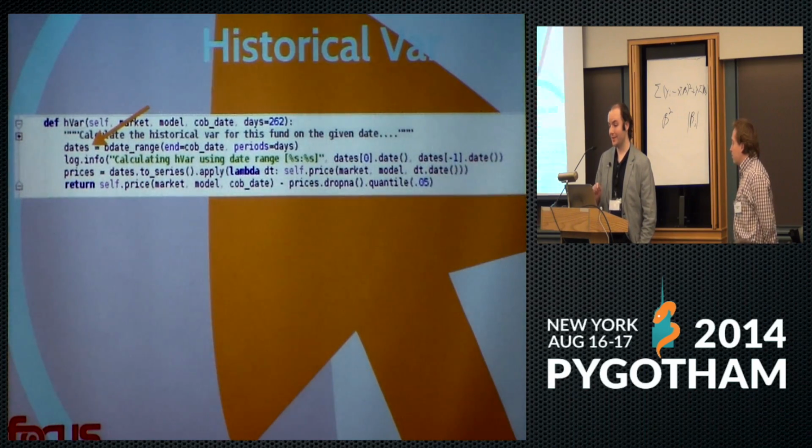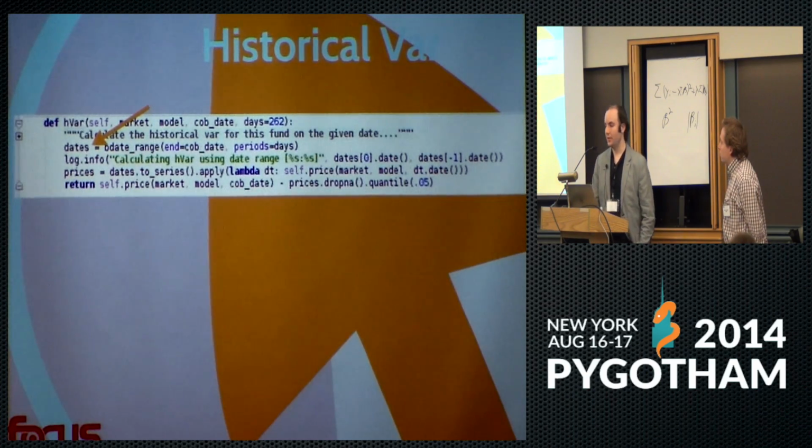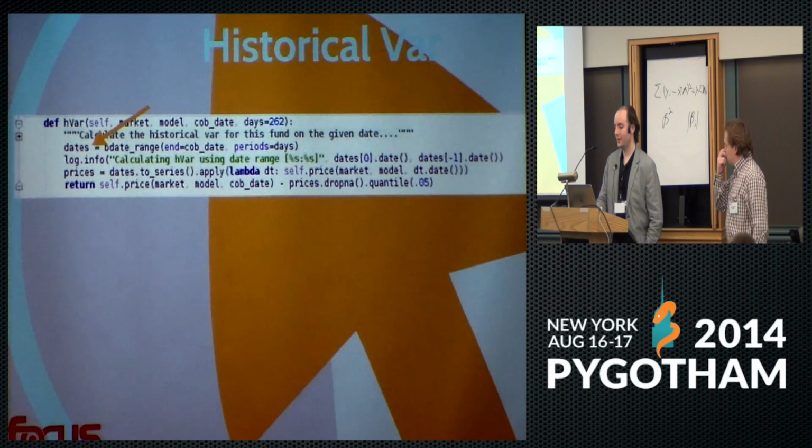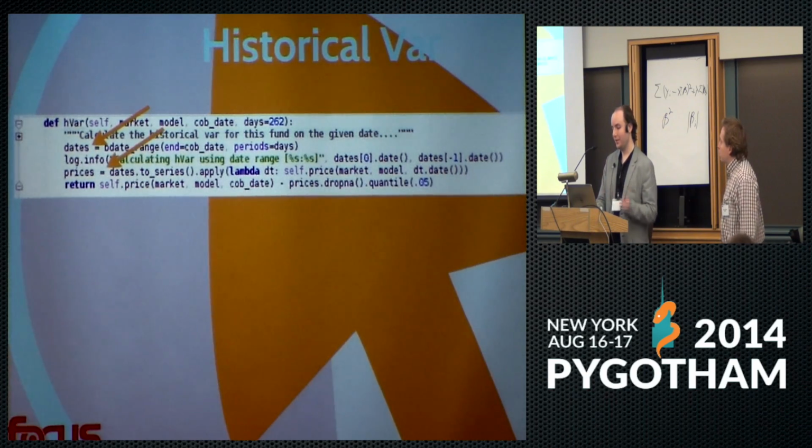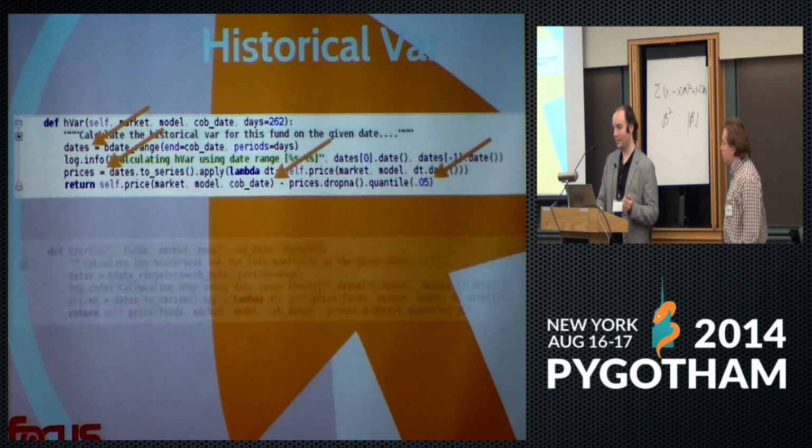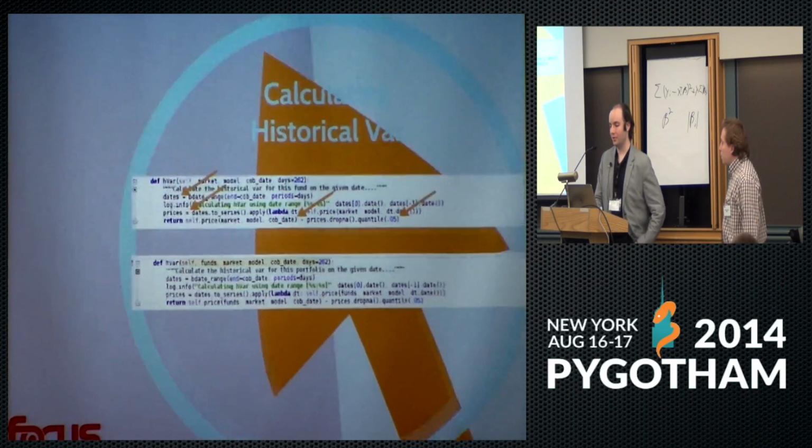Once we can price in the past, we can get that historical VaR. So in this case, we need to have all the dates for the last year, take all the dates, price for all the dates, subtract the 95th percentile price from the current price, and you've got the historical VaR.